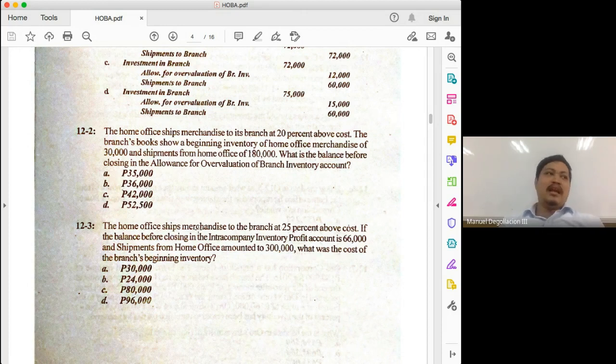When does the allowance account decrease? It will decrease the moment it is earned. And when is this account considered earned? When the goods related to them are sold to outside parties.